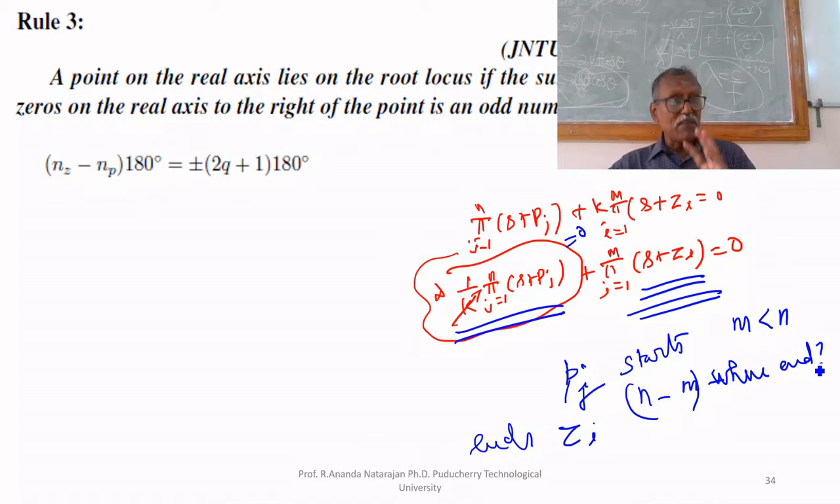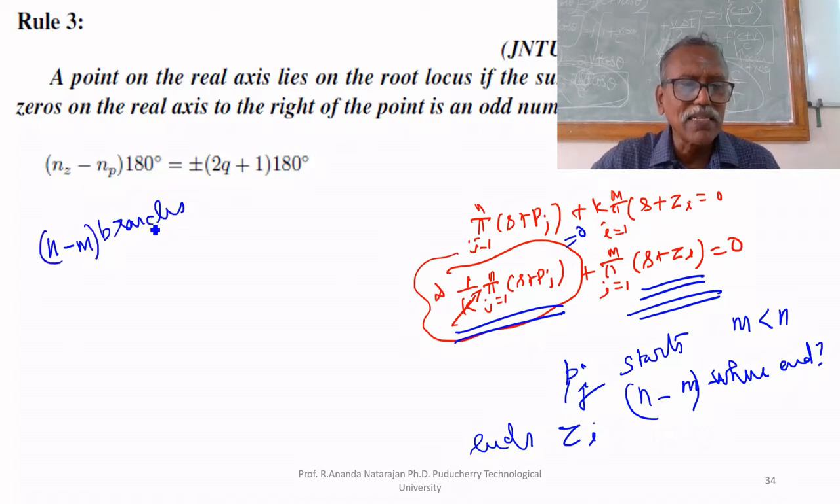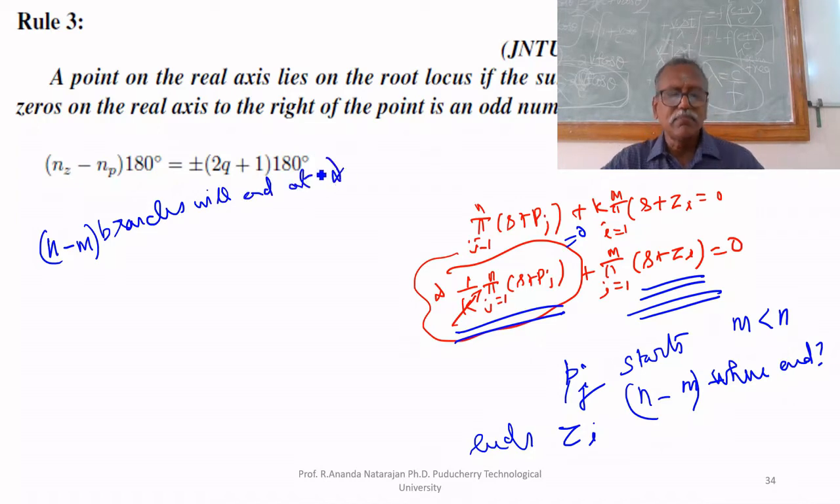Out of n branches that start at open loop poles, how many poles will be there? n open loop poles will be there. It starts at n poles and ends at m zeros. The remaining root locus branches are n minus m branches. Where will they end? They will end at infinity. So n minus m branches will end at infinity.